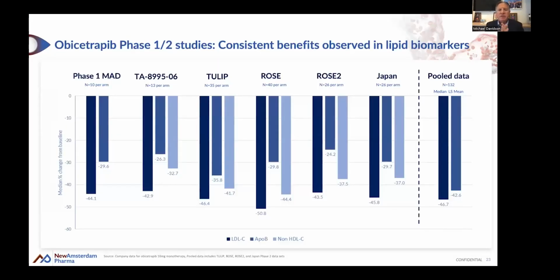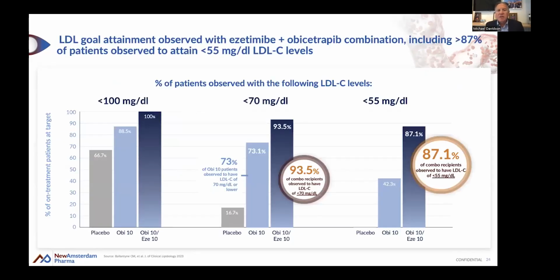So here's our data. Here we have these 6 phase 1b or 2a trials, 2b trials. Most recently in Japan, ROSE first on top of high intensity statins, ROSE 2 as well, but also looking at it in combination with ezetimibe. And so the overall pooled data shows a 46.7% lowering of LDL, and overall that's median reduction, with an LS mean of 42.6, so 43% LS mean LDL-C lowering.